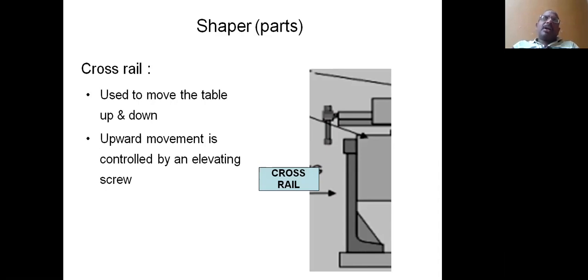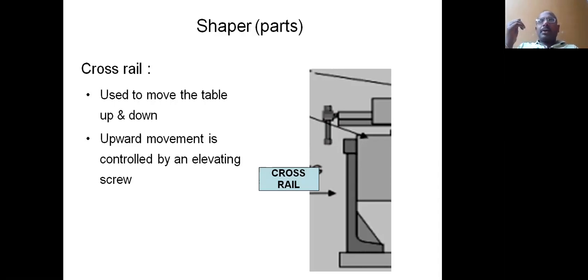So the cross rail is used to move the work table in both the upward position and the downward position. How is the upward movement possible for this particular working table? Simply by using an elevating screw. The name itself is elevating. What is the meaning of elevating? Projecting upward. Projecting upward is called elevation or elevating.